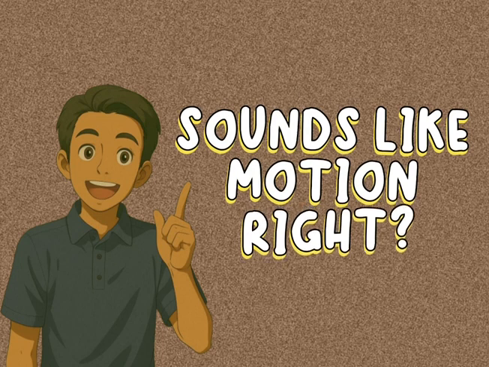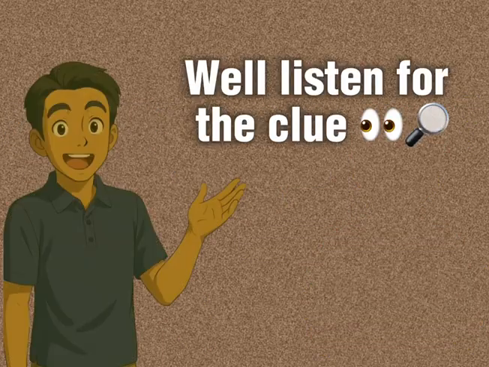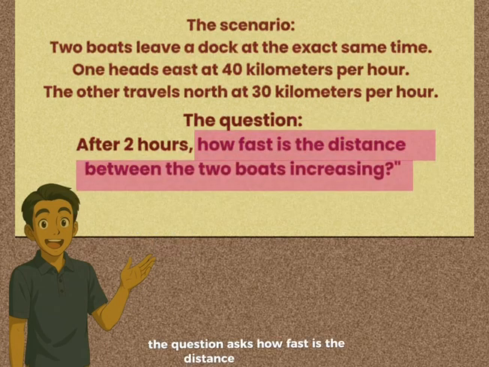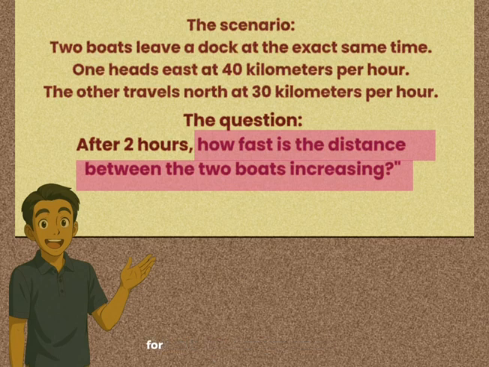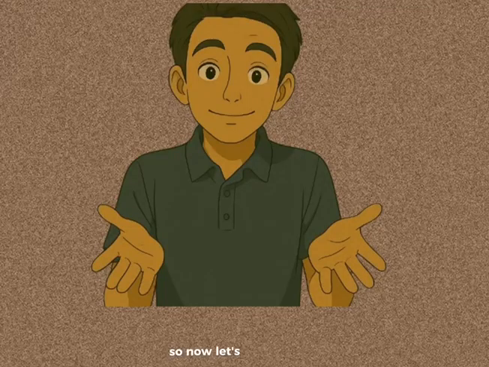Sounds like motion, right? But how do we know it's a rate of change problem? Well, listen for the clue. The question asks, how fast is the distance increasing? That is classic calculus. We are being asked for the rate at which a distance is changing over time. And that means we are in the world of calculus. So now, let's break it down.